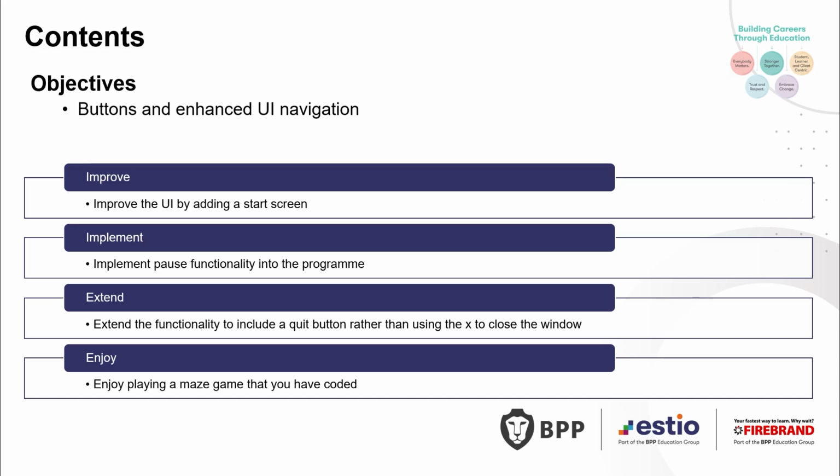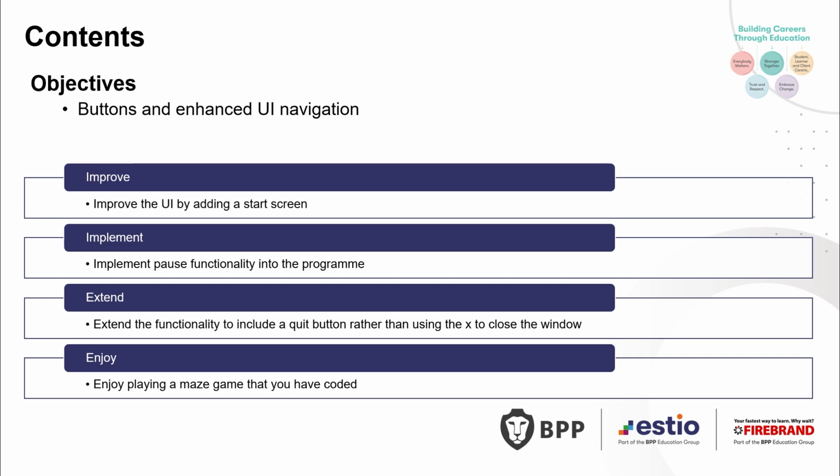In this part, we are going to be looking at implementing buttons and UI navigation for the game. So we are going to add in a start screen. We are going to put pause functionality in the program. We're going to include buttons, so a start button, a quit button and a resume button. And hopefully by the end of this, you will have a game that you will enjoy playing, that you have coded from scratch.